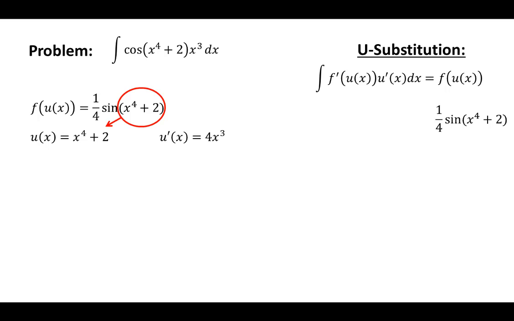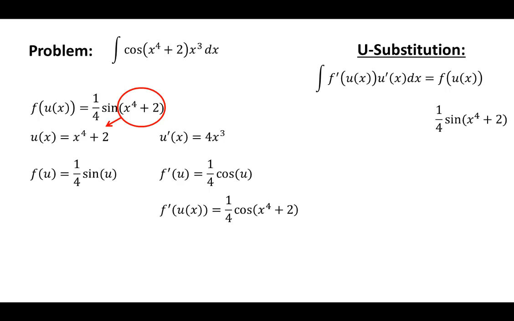So now we can also define our f of u, which is 1/4 sine of u, because we defined u as above. And then we take the derivative of this, or f prime of u, it's 1/4 cosine of u, so basic derivative here. And now we can find f prime of u of x because we just plug in that u, which is x to the 4th plus 2.